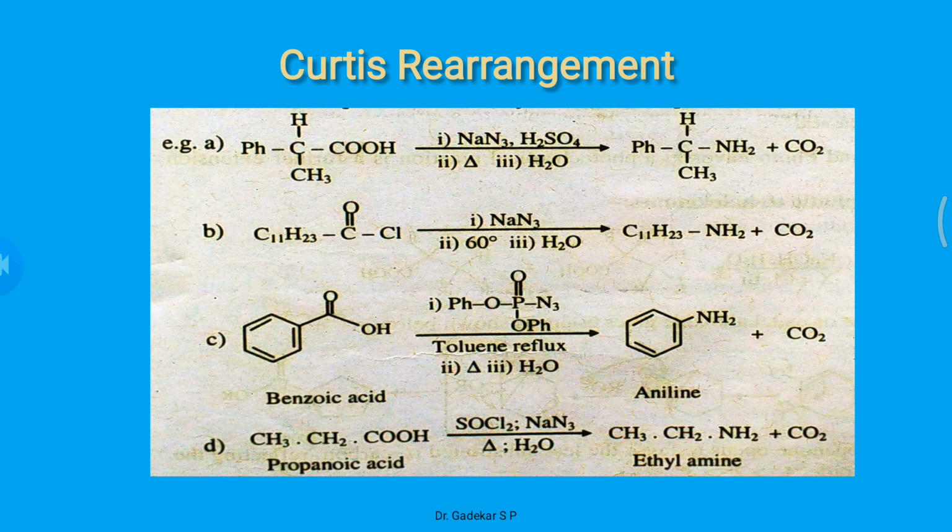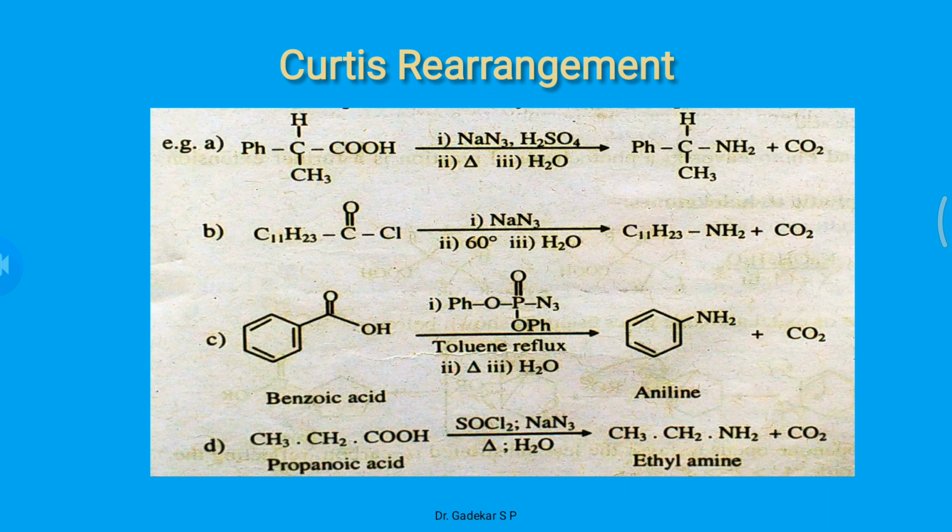Then here, example B, acyl chloride. Acyl chloride reacts with sodium azide in the first step, then heat at 60 degrees centigrade in the second step, to form acyl azide, which converts to isocyanate. In the third step, isocyanate reacts with water to form amine and carbon dioxide.